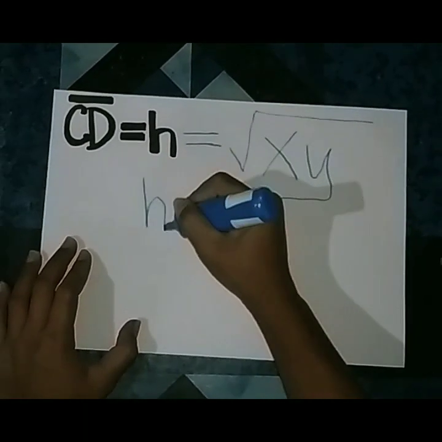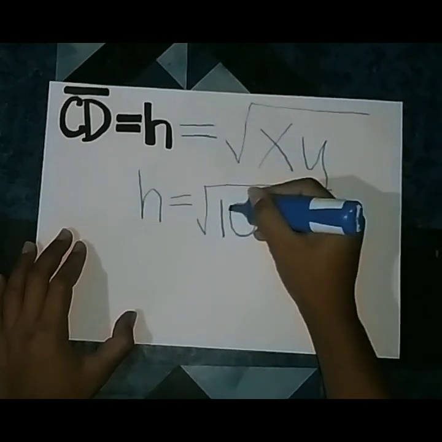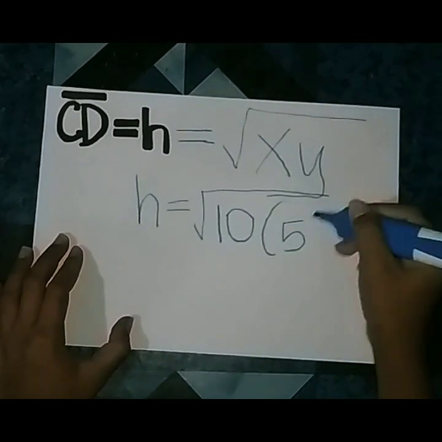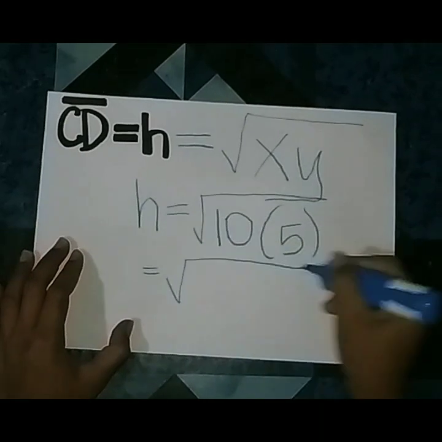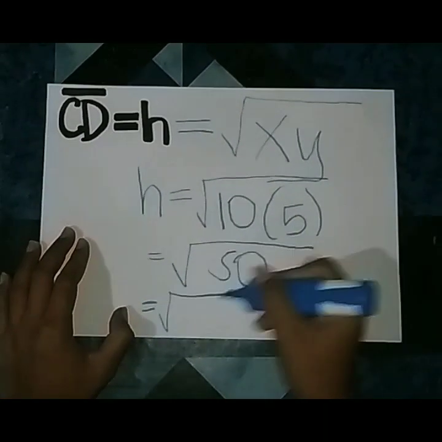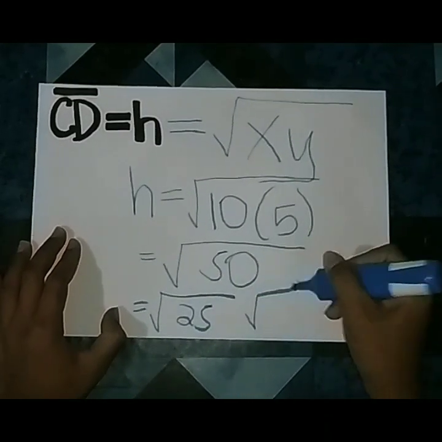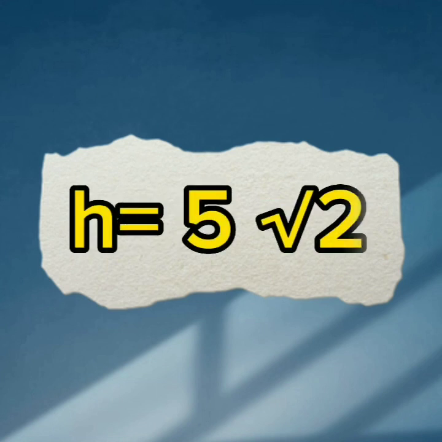H is the square root of x times y, equal to the square root of 10, which is the value of x, multiplied by 5, which is the value of y, which is equal to the square root of 50. So the square root of 50 is equal to the square root of 25 times the square root of 2. We already know that the square root of 25 is 5. So h is equal to 5 square root of 2.